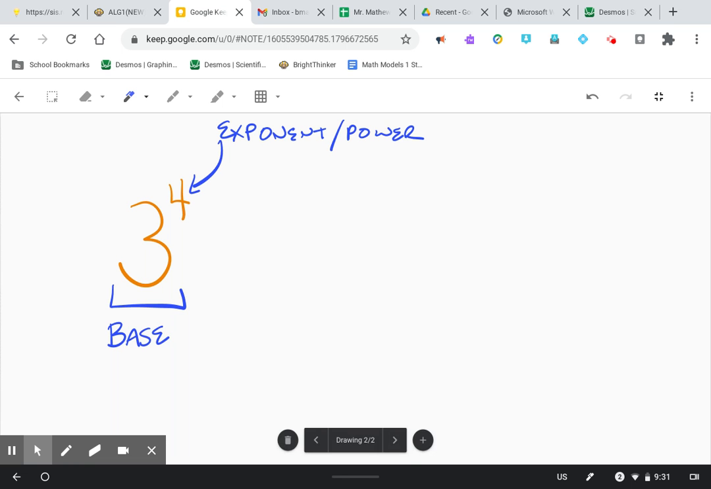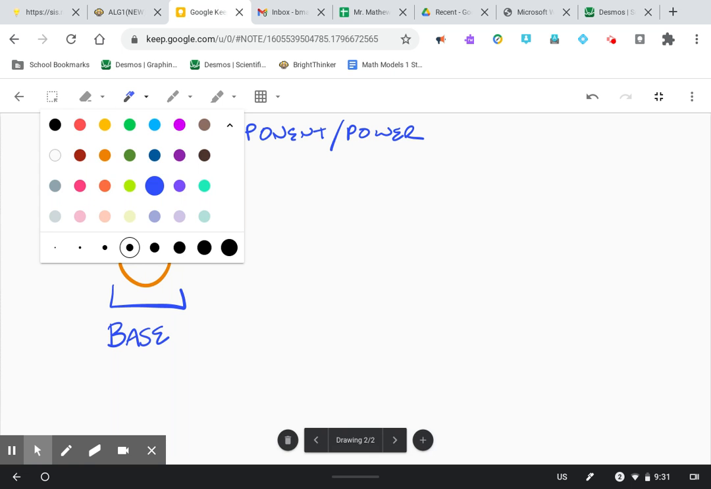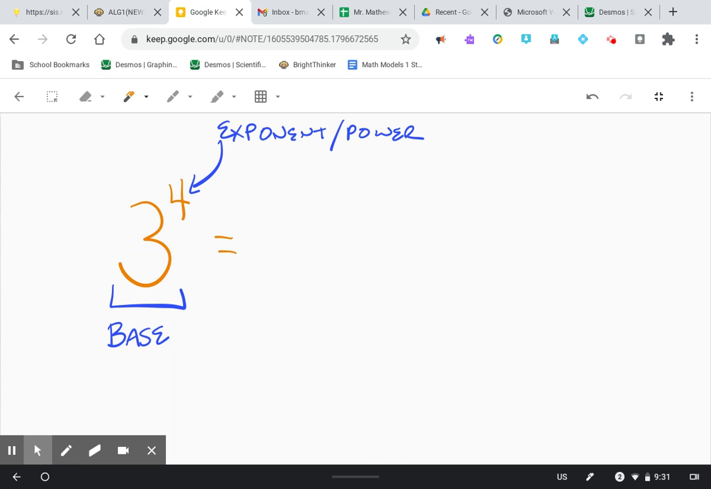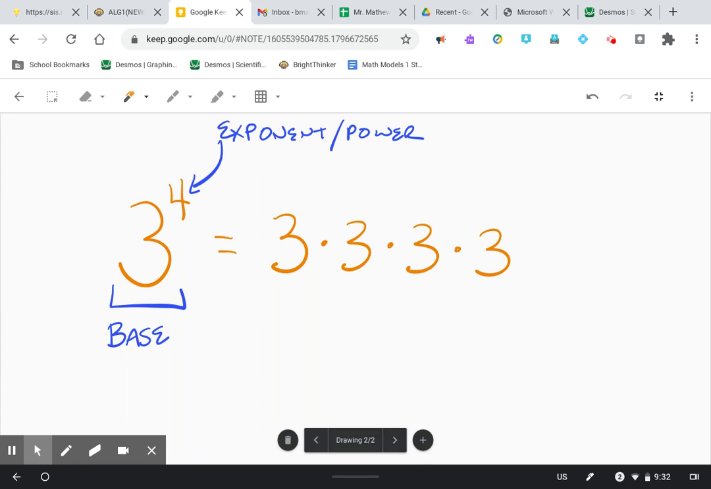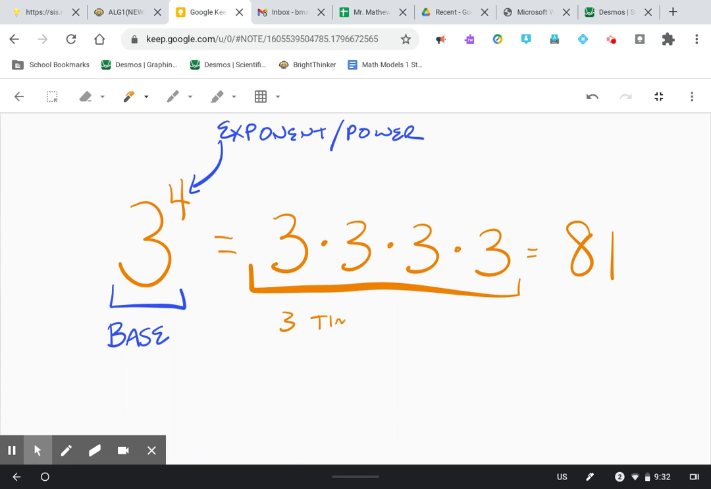What you need to understand is that when you see an expression like 3 to the 4th, it's telling you to do the base number times itself, the number of times of the power. So this is not 3 times 4. This is 3 times itself 4 times. If we were to work that all the way out, we'd get 81. The key here is that the exponent means to do 3 times itself 4 times.